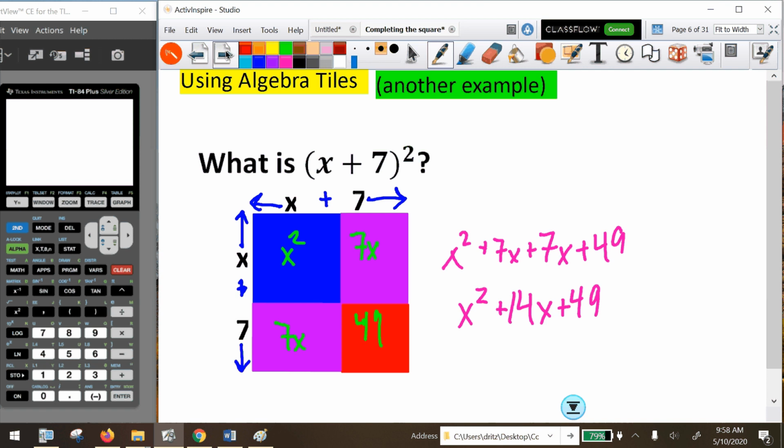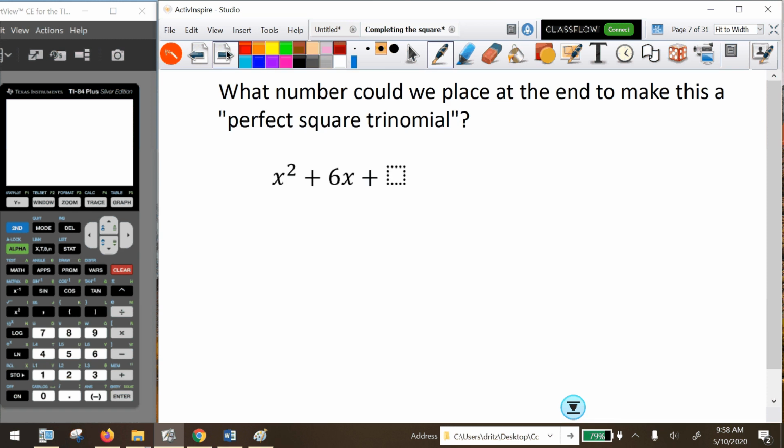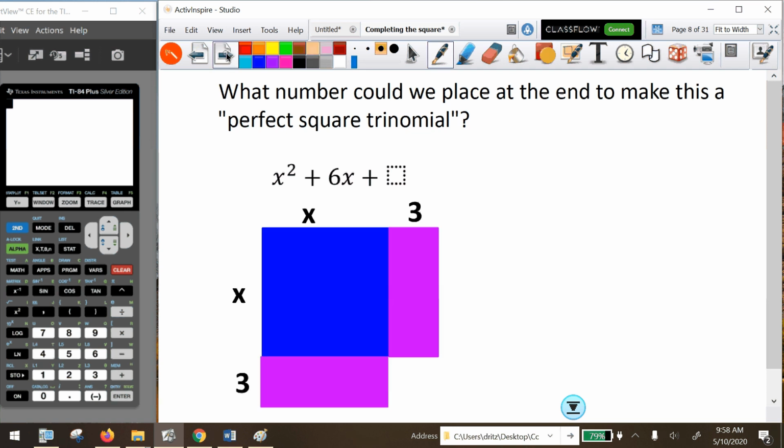So what if you were trying to find, I don't know, the number that would make this x squared plus 6x plus blank? What number could I put in that blank that would make this into a perfect square trinomial? Well, if you saw this geometrically, it would probably be obvious what would have to go in here to make this a perfect square. Here's a geometric representation of the same thing. This is x squared. This is 3x plus 3x is 6x. So this is x squared plus 6x.